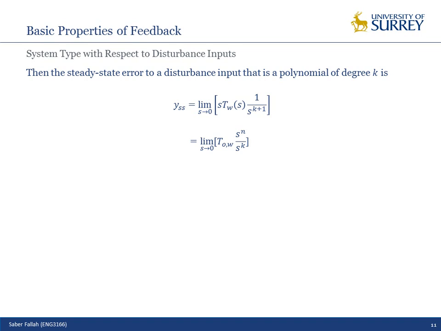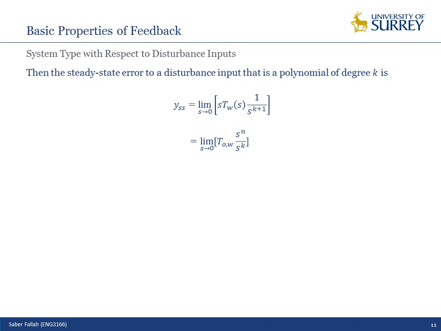Which values am I looking for? Three types of values: 0, non-zero constant value, infinity. So if the steady-state response or steady-state error subject to the disturbance is a non-zero constant, that's the type of the system. Look at here.